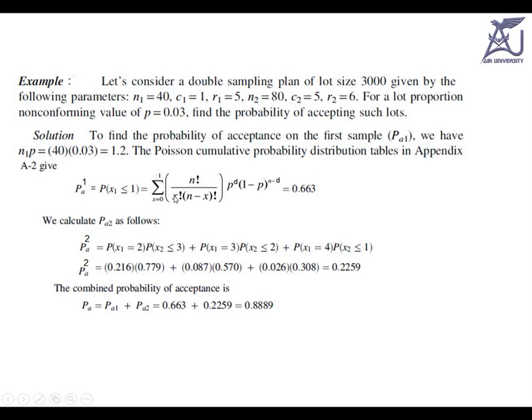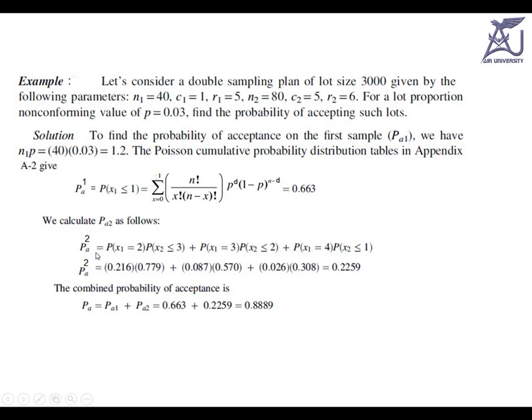You will just apply the binomial distribution, and if D, the number of defectives, is less than or equal to 1, you can find the probability, which is equal to 0.663. So first you will find it for 0, then for 1, you sum up both, and you will get 0.663.